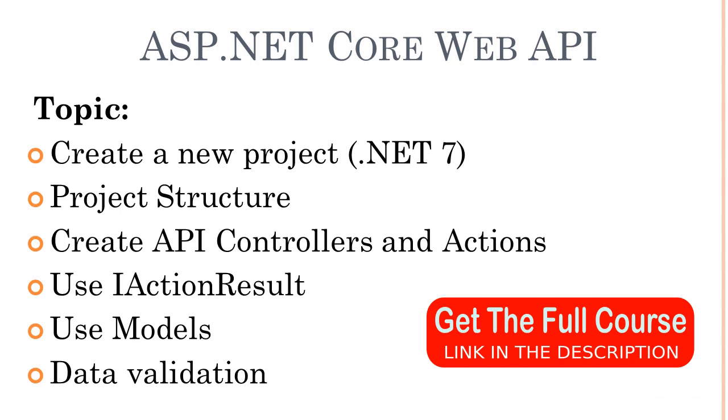We will see how to return a specific type and also how to return different HTTP responses using IActionResult. Then we will use a model class to transmit the data between the server and the client. And finally, I will show you how to make data validation and custom validation.